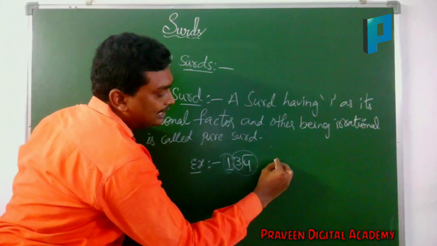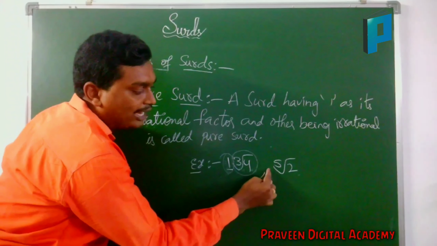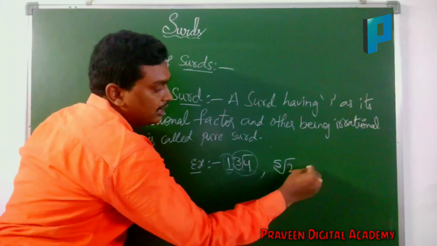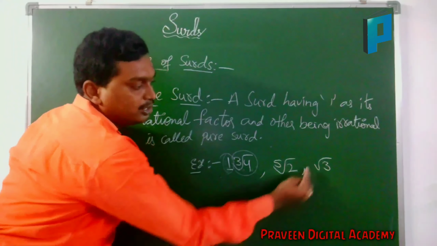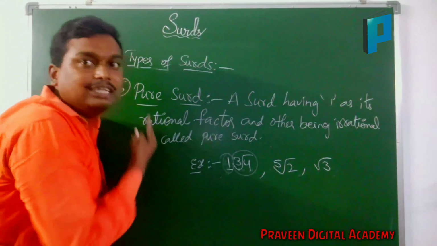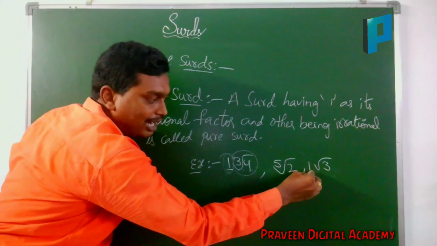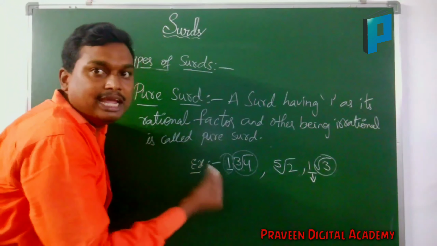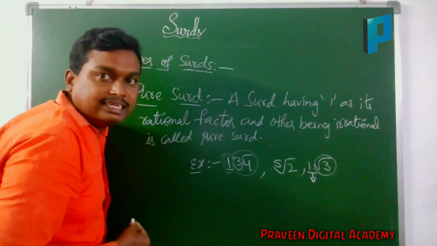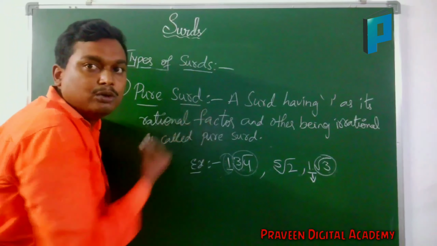If you are having something like this, here 5 root 2, 5 root 2 is nothing but 1 into 5 root 2. This 5 root 2 is called a pure surd. If you are having root 3, this root 3 is nothing but 1 root 3 only. 1 root 3 is called a pure surd. Here the rational factor should be 1 and the other should be irrational. If the rational factor is 1 and the other is irrational, then such type of surd is called a pure surd.